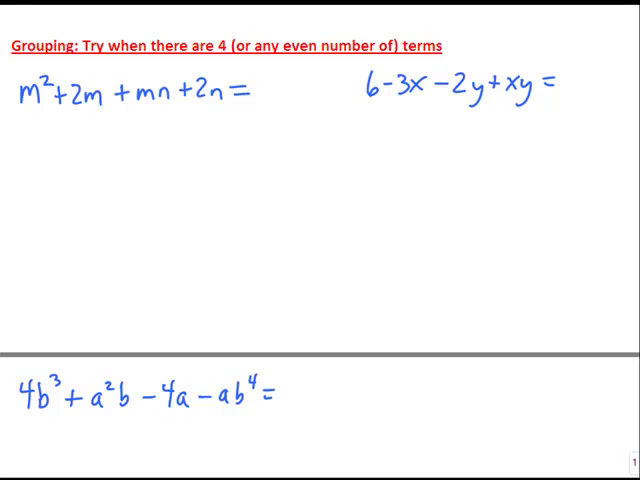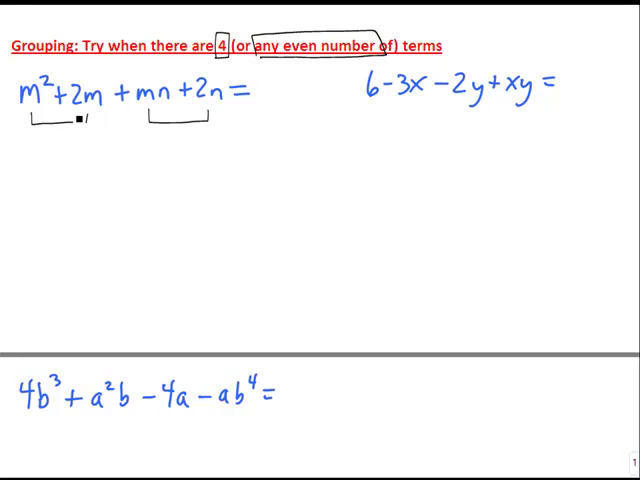And this is a method that you want to try whenever there are 4 terms in your original expression. This could also work for any even number of terms. So if you had 4 terms, 6 terms, 8 terms, 10 terms, grouping is always a good method to try. So here's how grouping works. It's kind of like GCF factoring, except instead of pulling a GCF out of all 4 terms, we're going to group together the first 2 and pull out a GCF, and then we're going to group together the second 2 and pull out a GCF, and then you'll see what happens from there.